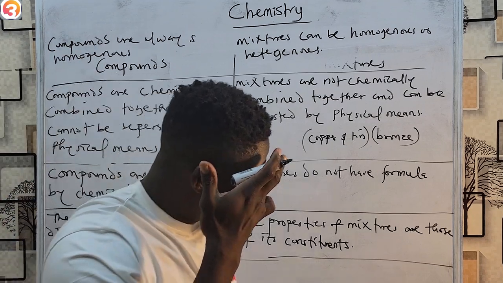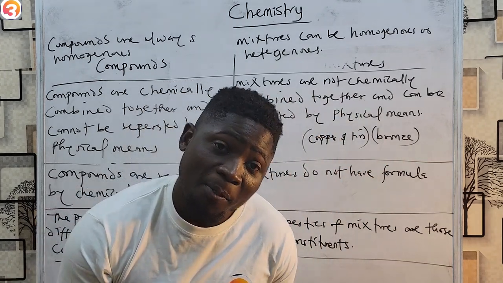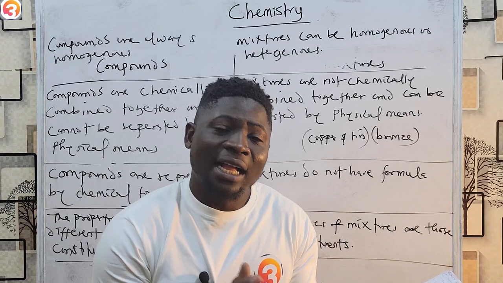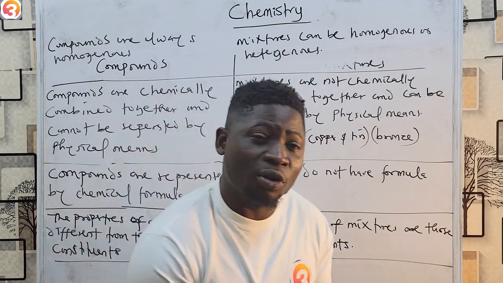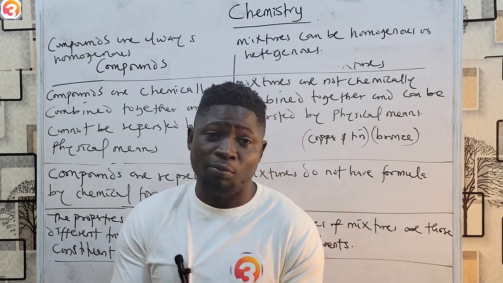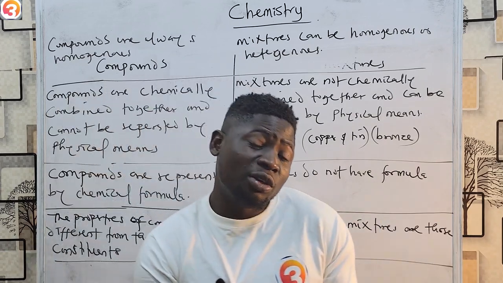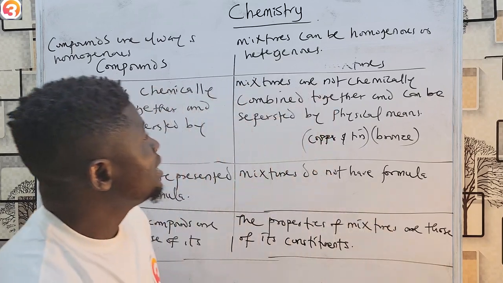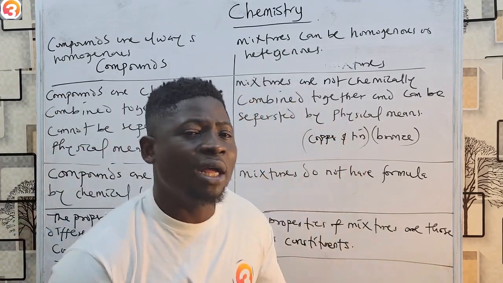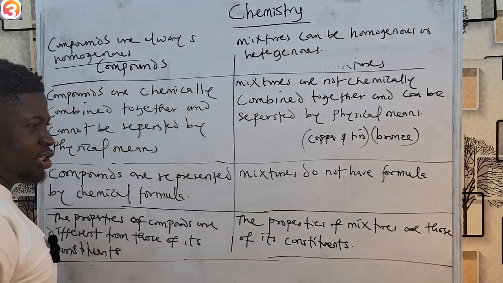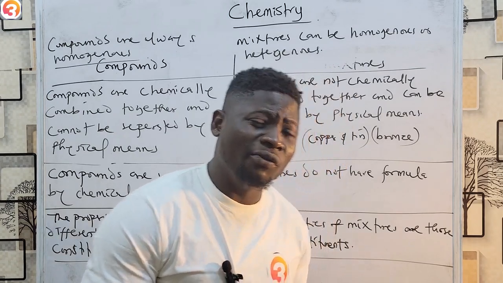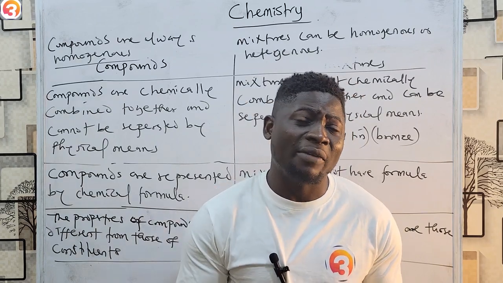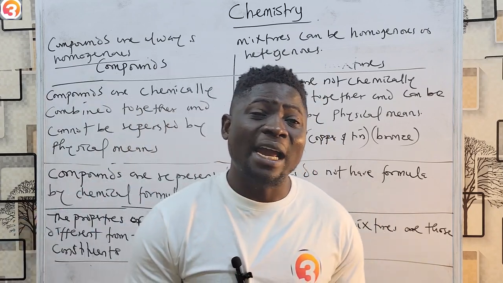Why are compounds homogeneous? Because they must mix to form something else. But mixtures can be homogeneous or heterogeneous. They are homogeneous when they can mix, like in the case of an alloy where copper and tin mix to form bronze. Then they can be heterogeneous, like salt and oil, which cannot mix. So mixtures can be homogeneous or heterogeneous, but compounds can only be homogeneous. Compounds cannot be separated by physical means, but mixtures can be separated by physical means.